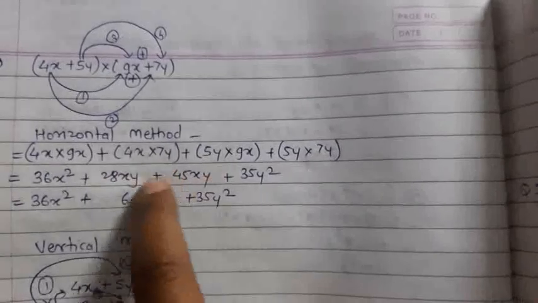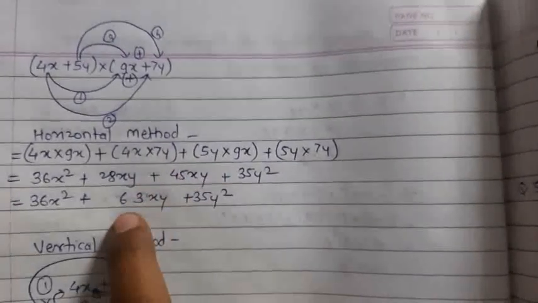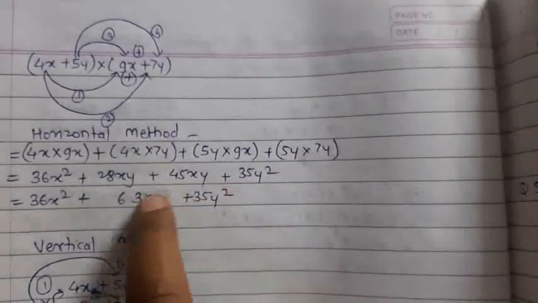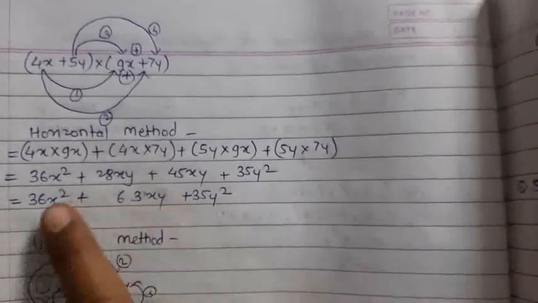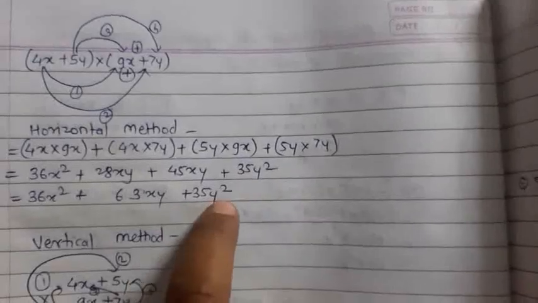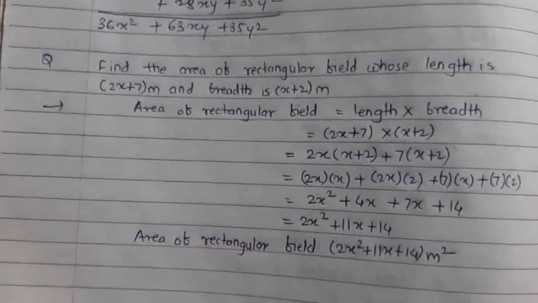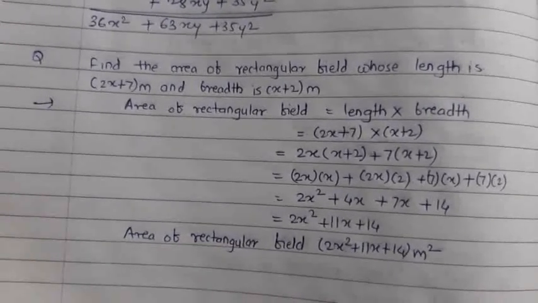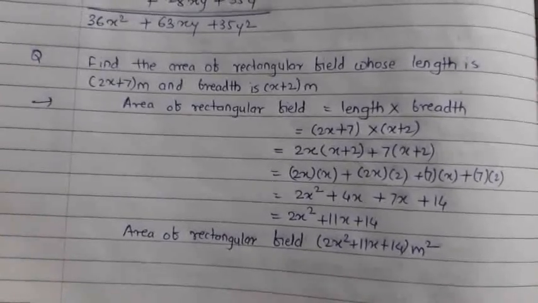Now these middle two are like terms, so we have to add them. 28xy plus 45xy is 73xy. So 36x square plus 73xy plus 35y square. This multiplication can help us in word problems also.